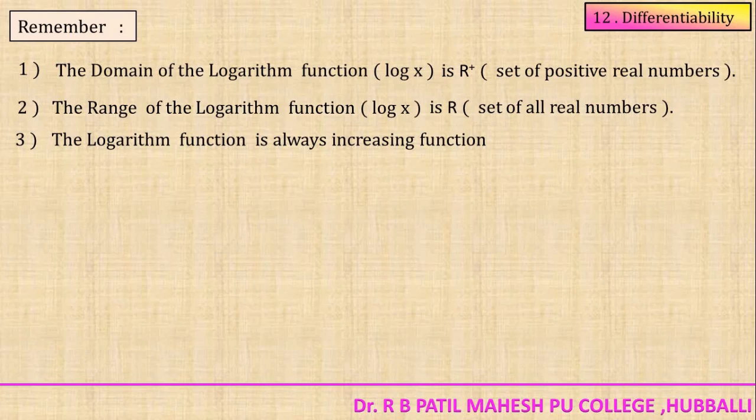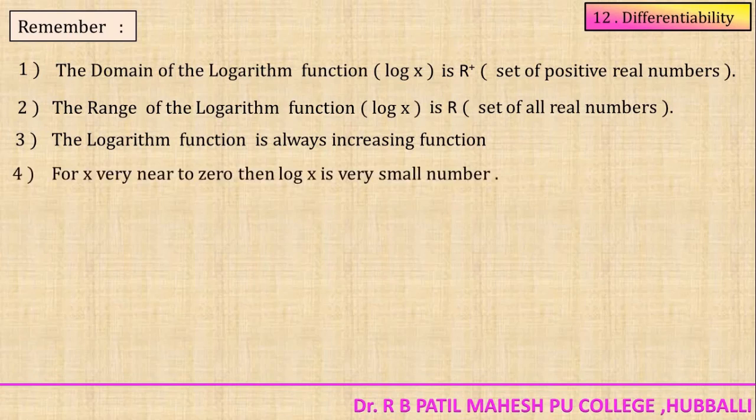The logarithmic function is always an increasing function. Remember, if you draw the graph from left to right, it is always moving in the upward direction; it never comes down. Ups and downs you will never get, only an increasing form. And the fourth point is for x very near to 0. Because the domain is positive real numbers, as x is very close to 0, log x becomes a very small number. That means the logarithm value gives you a smaller number.